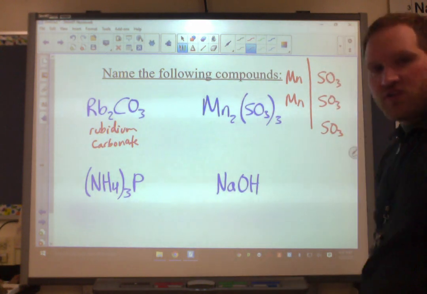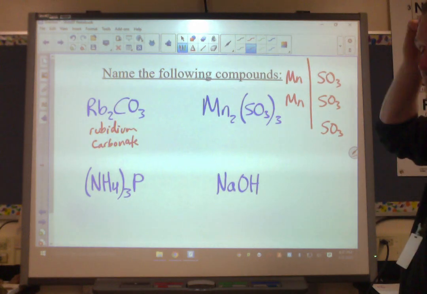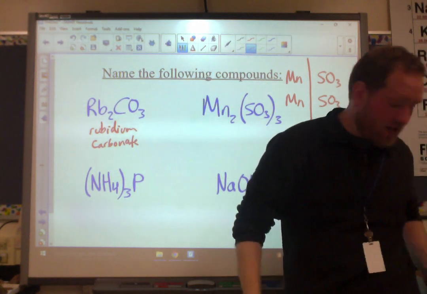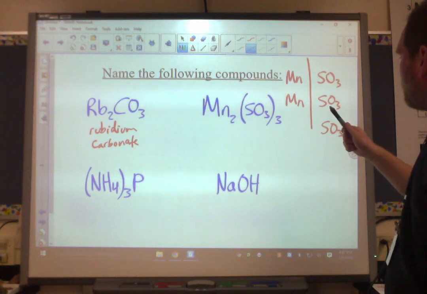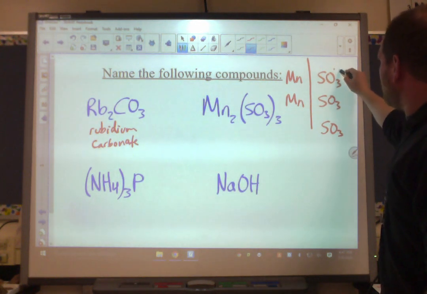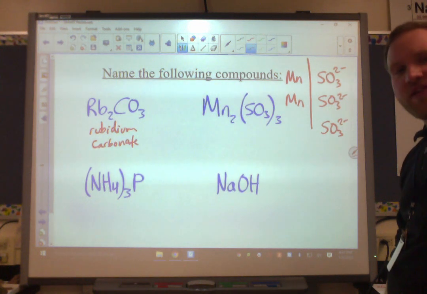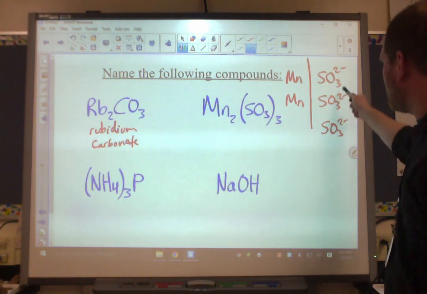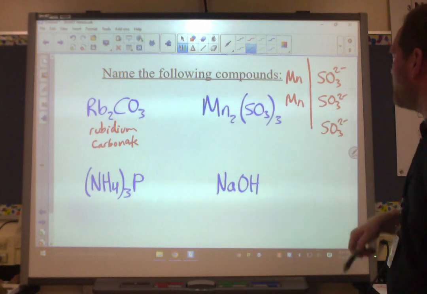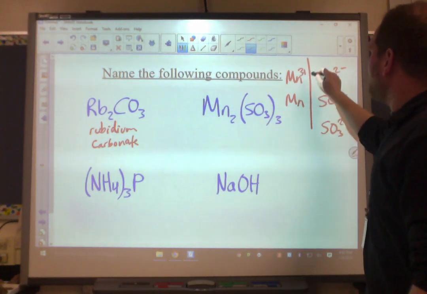Okay, we need to figure out the charge of this manganese. I don't know manganese's charge, and looking at the periodic table is not going to help me. But what I can look at is my polyatomic ions list, and notice that sulfite always has a 2- charge. So what must that manganese's charge be in order to balance this out? What must each of these be? Well, each of these must be 3+.